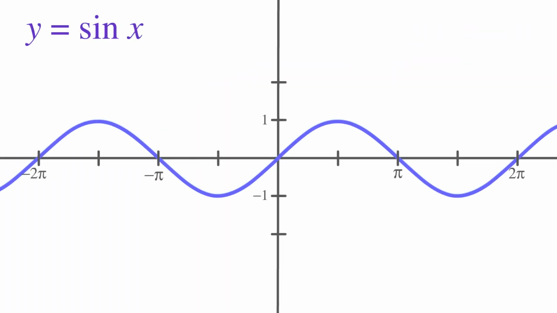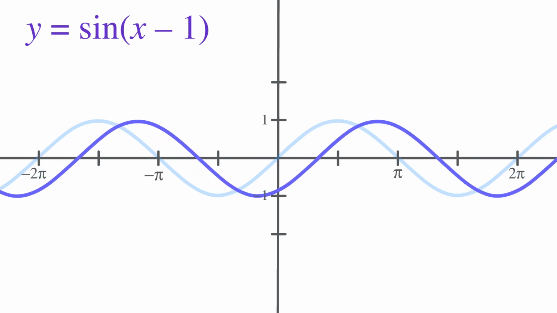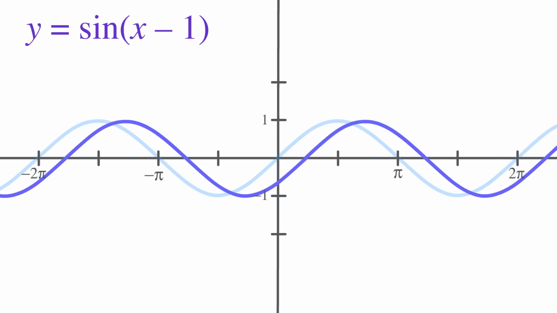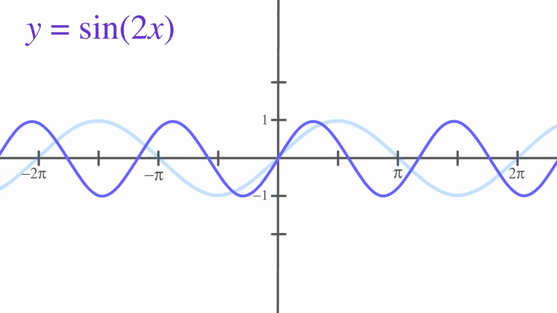Alright, back to our regularly scheduled program. We saw that graphing sine of x plus 1 shifts the graph left. So now it should be no surprise that if we graph sine of x minus 1, it will shift the graph to the right 1 unit. If we multiply x by 2, it doesn't stretch the graph by a factor of 2, but rather compresses it horizontally.